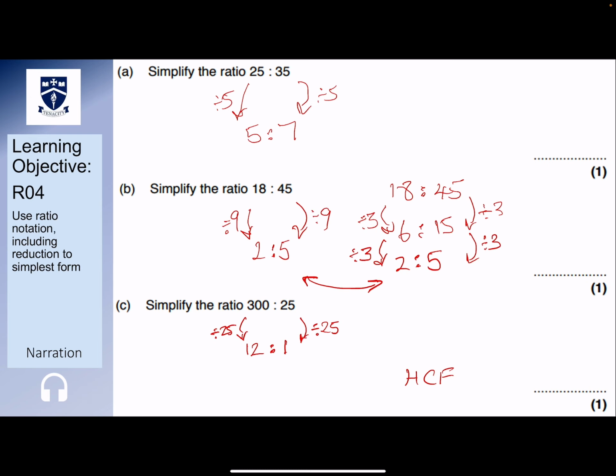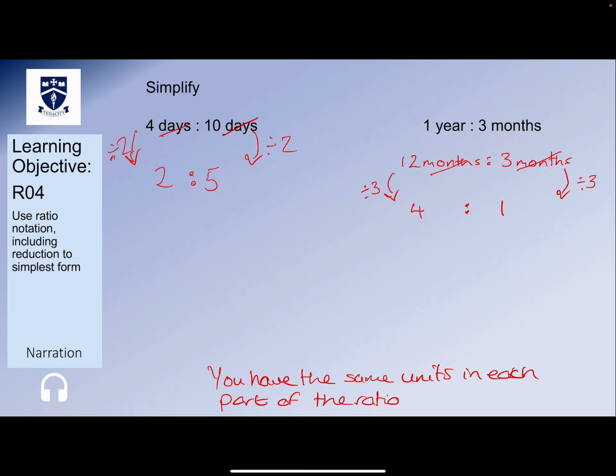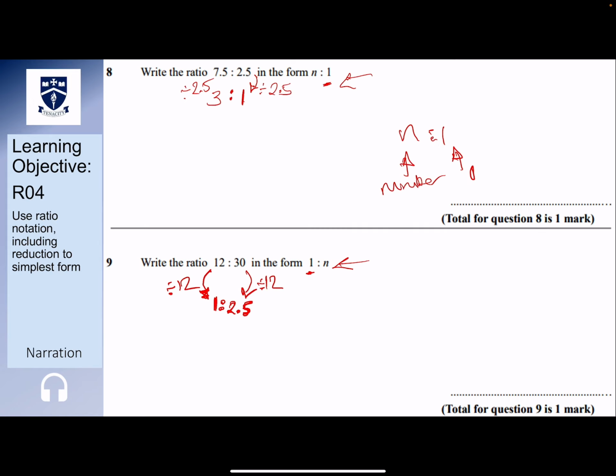So remember, simplifying the ratios, always thinking about the highest common factor, and that'll be your first couple of questions. Next couple of questions, we'll be looking at the units. Make sure that you have the same units in each part of the ratio. And then the final part is going to be getting it in the ratio of n to 1 or 1 to n. So you have to make sure one part of your ratio is starting or finishing with a 1. Look at the question, it will tell you in the question. But this time, it might be that you have decimals involved.